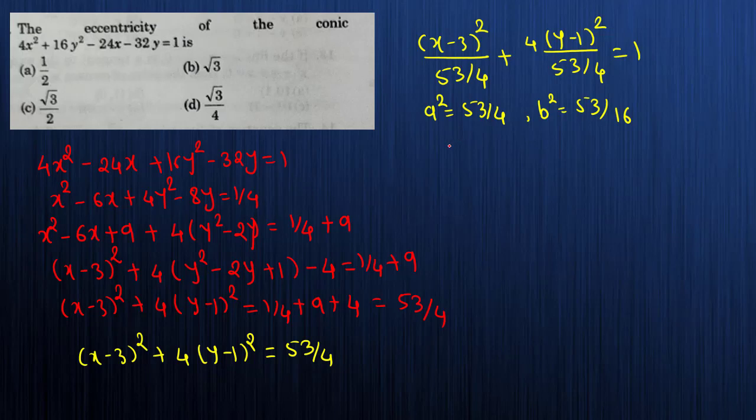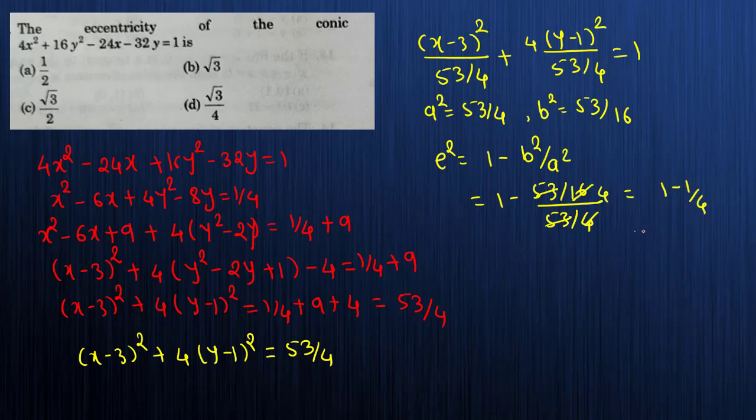So eccentricity equals what? e square equals 1 minus b square divided by a square. Okay, so it is 1 minus b square, which is 53 by 16, whole divided by 53 by 4. So the 53 cancels and the 4 goes up. So you will have 1 minus 1 by 4, which is nothing but 3 by 4. This is my e square. So if I take the square root on both sides, what will you get? So e equals root 3 divided by 2.